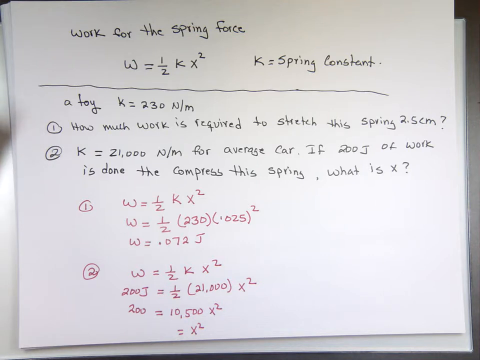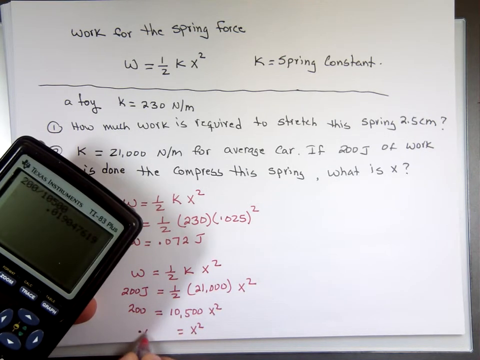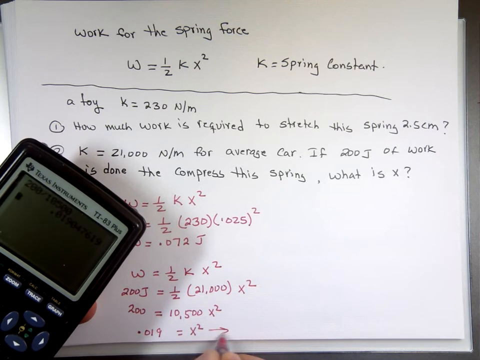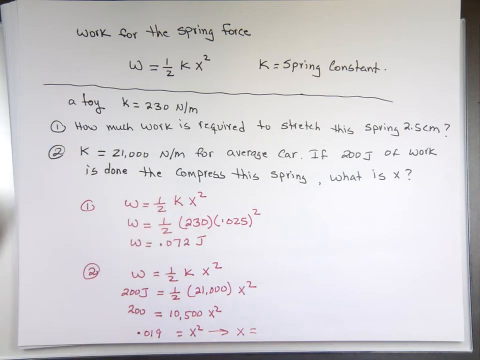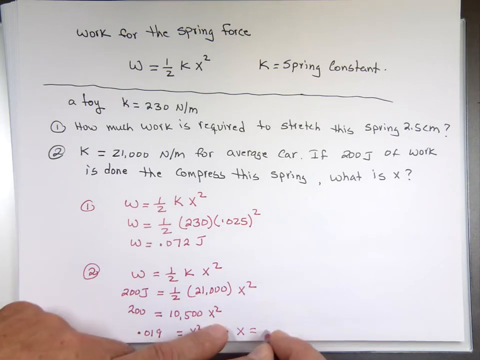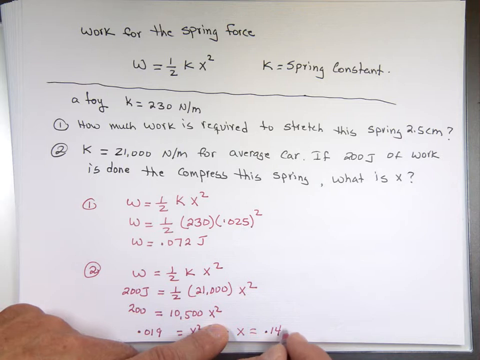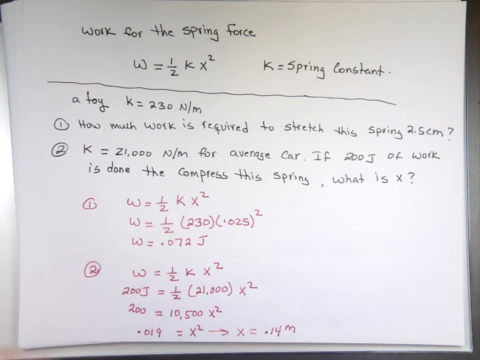200 divided by 10,500 is 0.019. What is x equal to? Take the square root of that number. That's 0.14, and actually that's meters here, so 14 centimeters. Actually, that's not small. For some reason, I thought it would be much smaller than that. It will compress 14 centimeters.